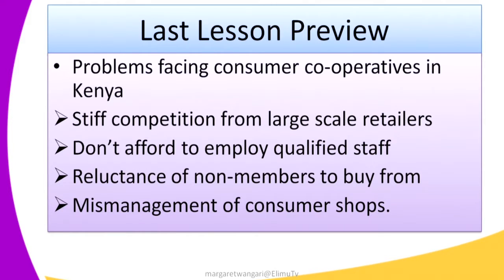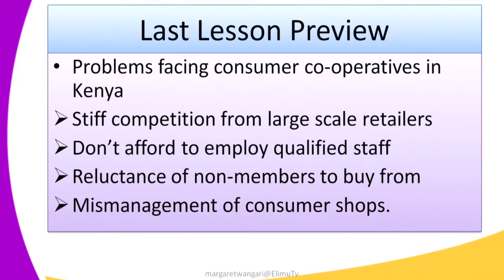The other problem is that they can't afford to employ qualified staff, and we said that this inability makes them not perform well, because they may not afford to employ professionals like accountants. The other one is the reluctance of non-members to buy goods from them. Those people who are not members of consumer cooperatives are not interested in buying goods from them, and that reduces their sales.